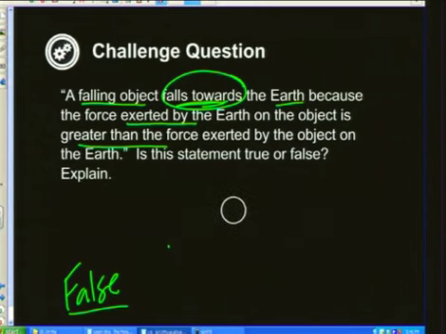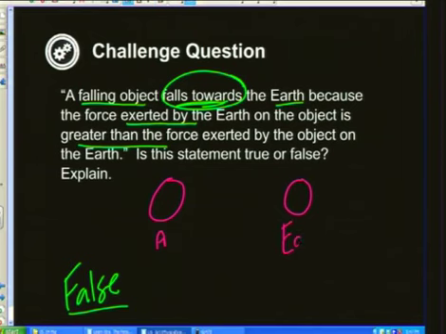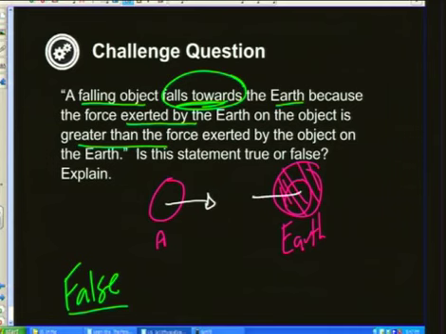So let's get the diagram and let's go carefully. We're going to say they're the two objects. This is object A and this is the Earth. And I should make the Earth a lot bigger because it has a bigger mass. Okay? And what we recognize is that the Earth exerts a force on object A. Correct. And object A exerts a force on the Earth. And what do we know about those two forces? We know that they are equal in magnitude, but opposite in direction.